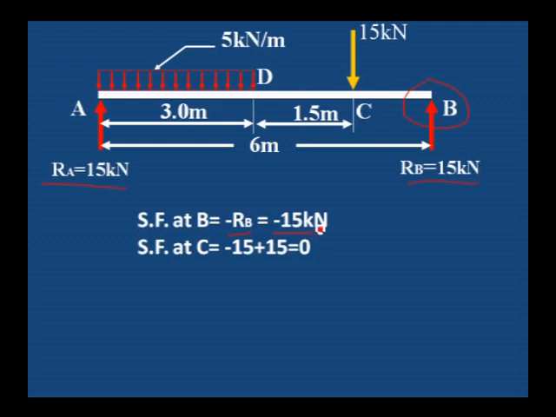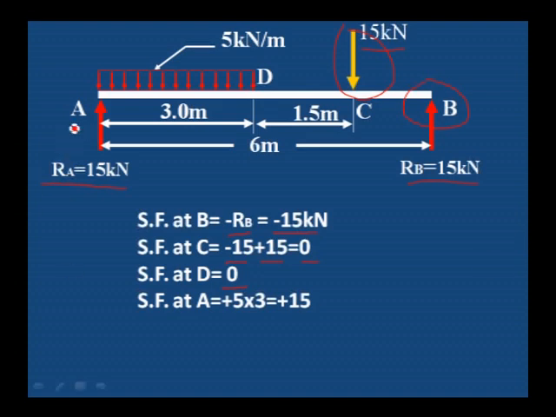Shear force at C: previous value minus 15 kilonewton, plus at C one downward point load 15 kilonewton is acting. Because it is downward, we consider it as positive. Minus 15 plus 15 is equal to 0, shear force at C. Next, move towards the D. Shear force at D: no further load is added between D and C. Therefore, it remains the same, 0 at D.